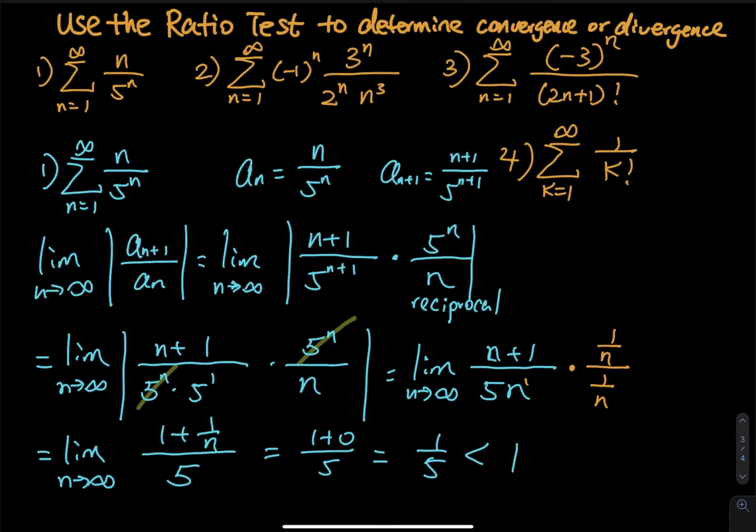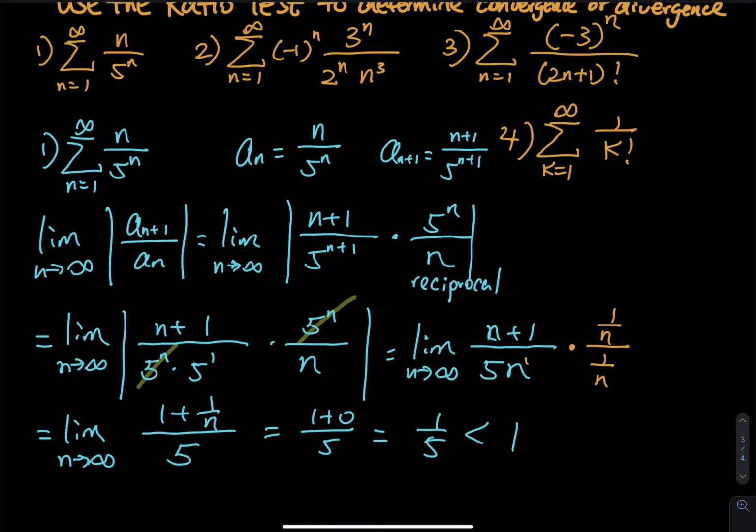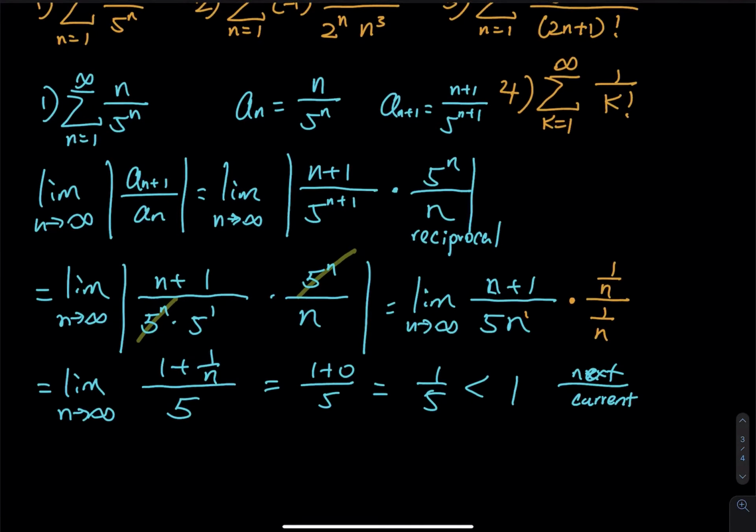1/5 is less than 1. What does that mean? That means the next term is less than the current term, right? So we have the next term divided by the current term. So the next term is less than the current term. As a result, so we have a series, right?